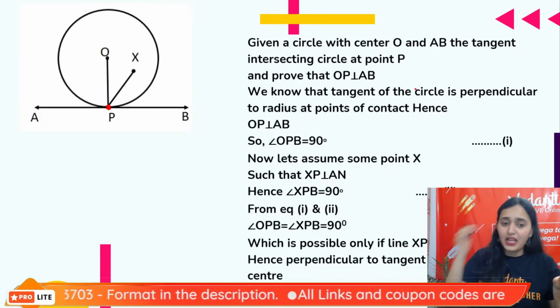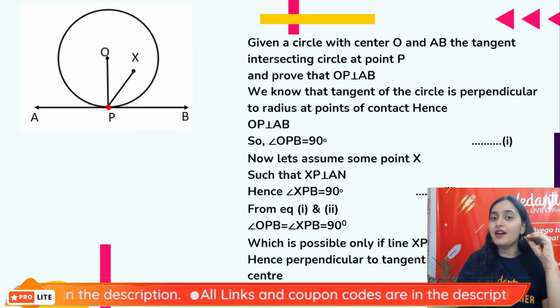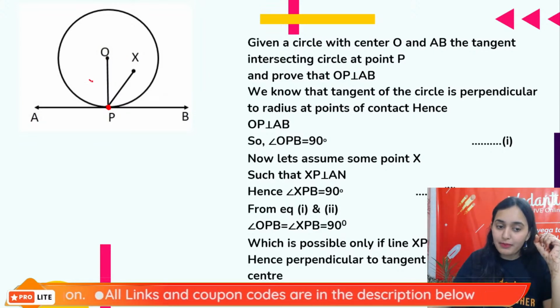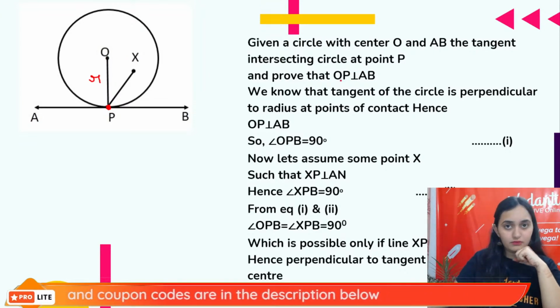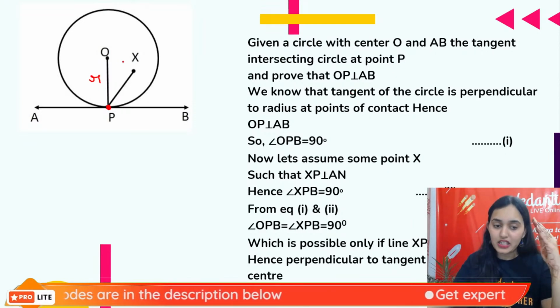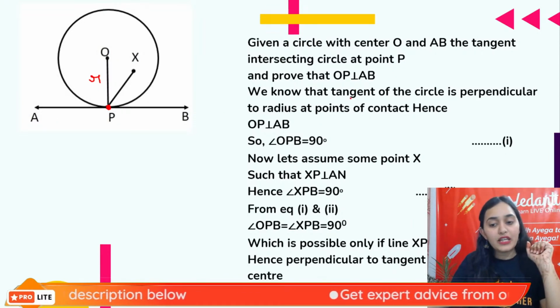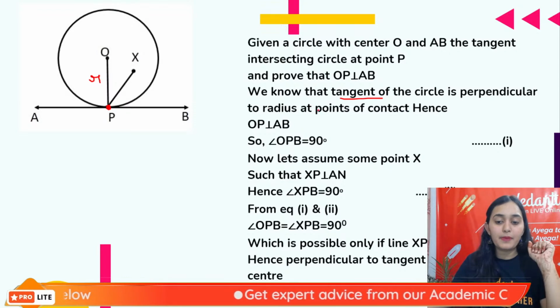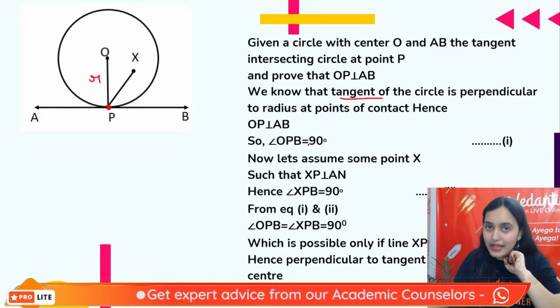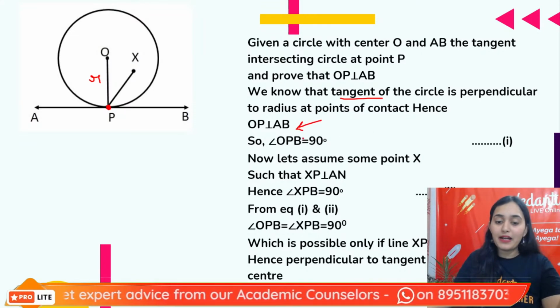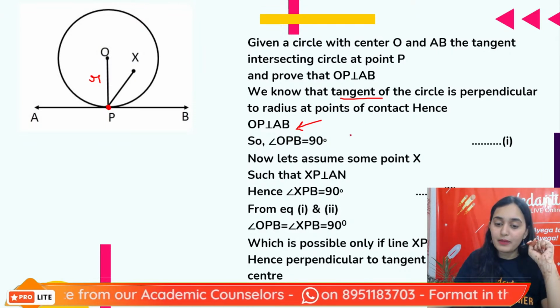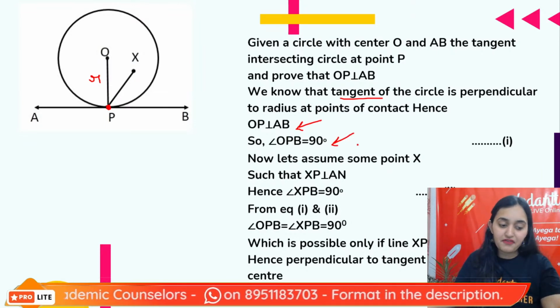Now very easy. See, we can simply prove it by first stating that let OP be the radius of the circle which is perpendicular to AB. Now we know that tangent of the circle is perpendicular to radius at the point of contact. Hence OP will be perpendicular to AP and angle OPB will be equal to 90 degree. This is our first statement.